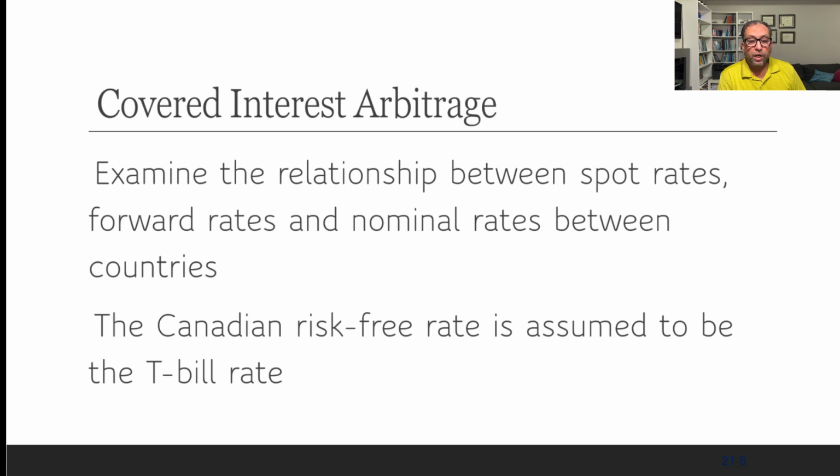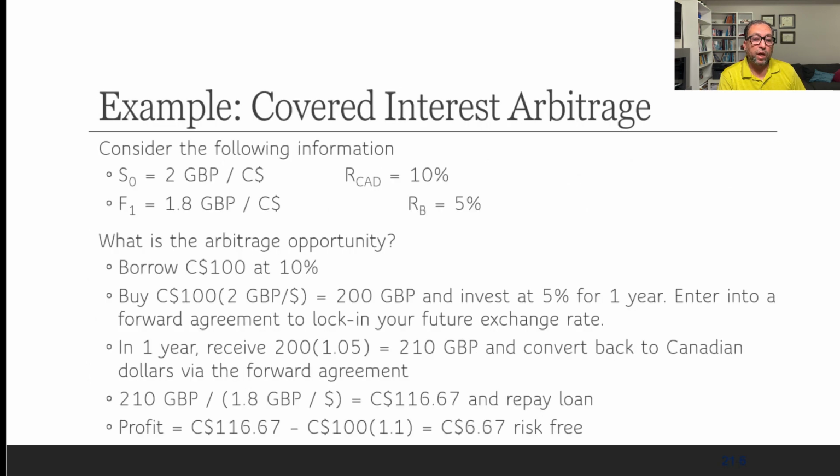The Canadian risk-free rate is assumed to be the T-bill rate, and consider the following information. We have a spot rate, for example, not quoted but say 2 British pounds equals 1 Canadian dollar, and the forward rate is 1.8 pounds. So it means that the Canadian dollar is depreciating, because previously at spot we could buy two British pounds, but later on we are able to buy only 1.8 pounds.